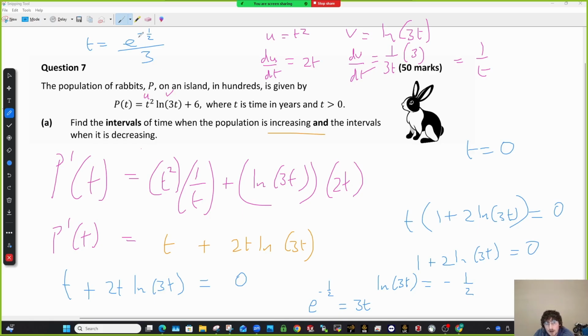E to the minus a half is e to the half on the bottom. So I can rewrite this here just for people so they can learn a bit of algebra too. Anything to the power of a half is the square root. So the time when the derivative p dash t equals 0 is 1 over 3 root e. Okay, it's a nice neat number. Let's work that out as a decimal just for the sake of it. 1 over 3 root e.